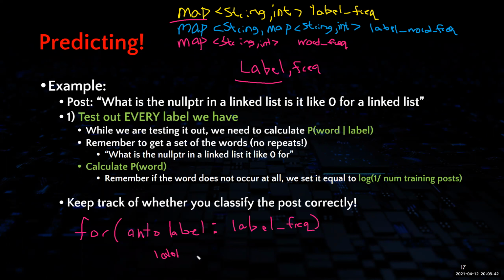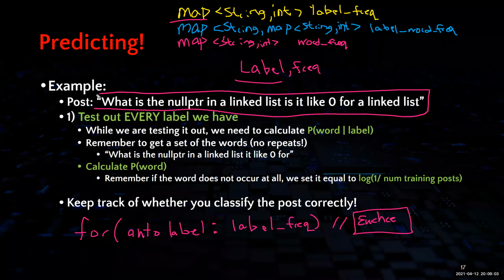So let's say, for example, this is right now setting the label equal to euchre. I have just accessed a label from my label frequency map, and we'll call this euchre for now. I can then use that information to read in this post: what is the null pointer in a linked list, all this stuff right here. I can then calculate the probability of the word "what" occurring given this label.